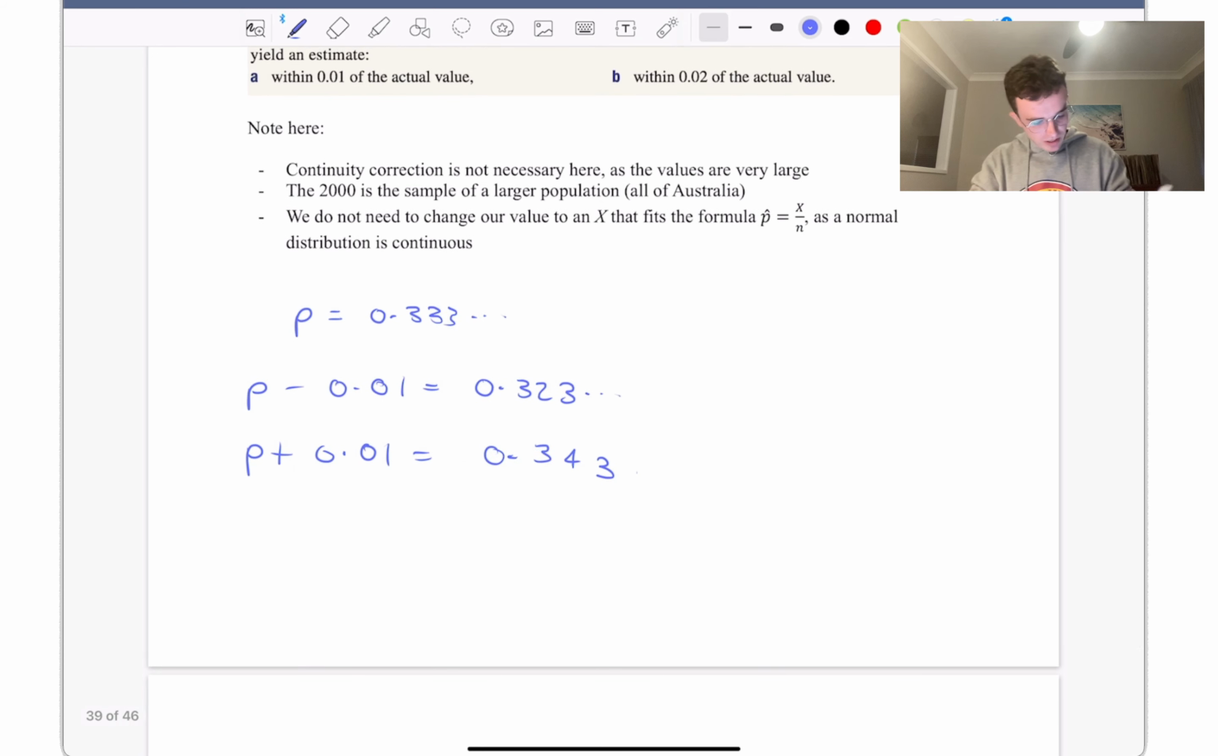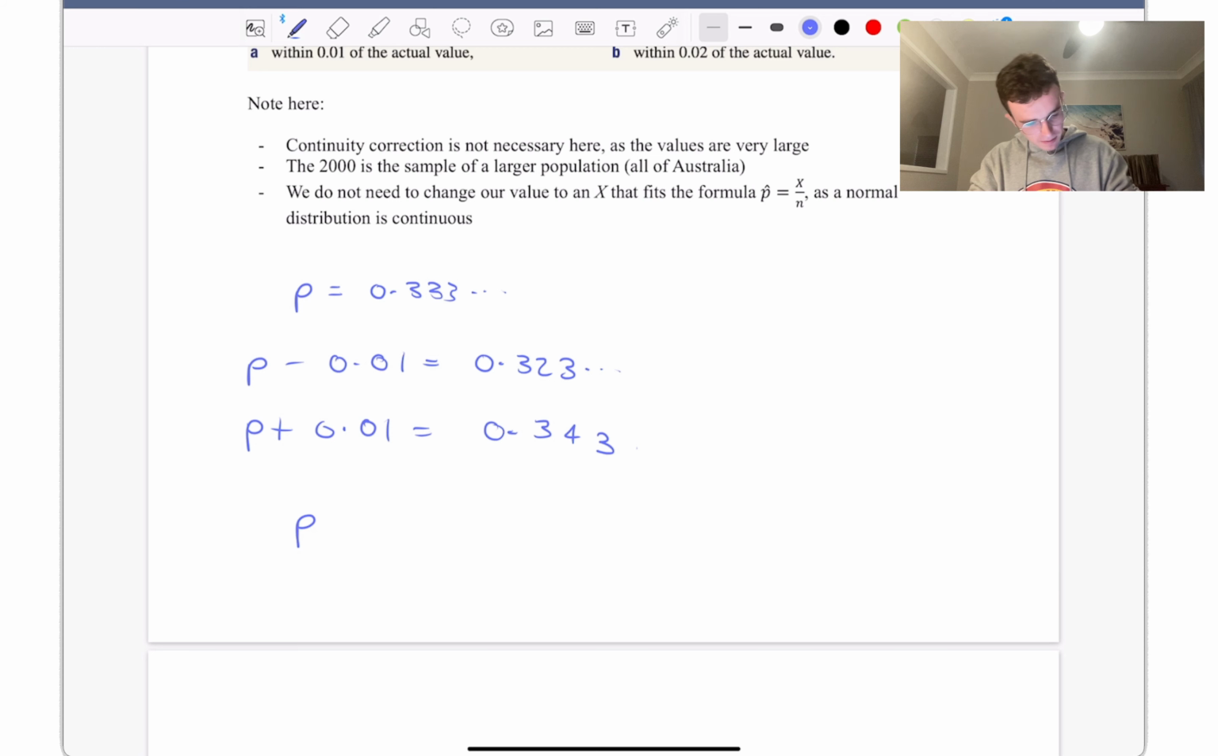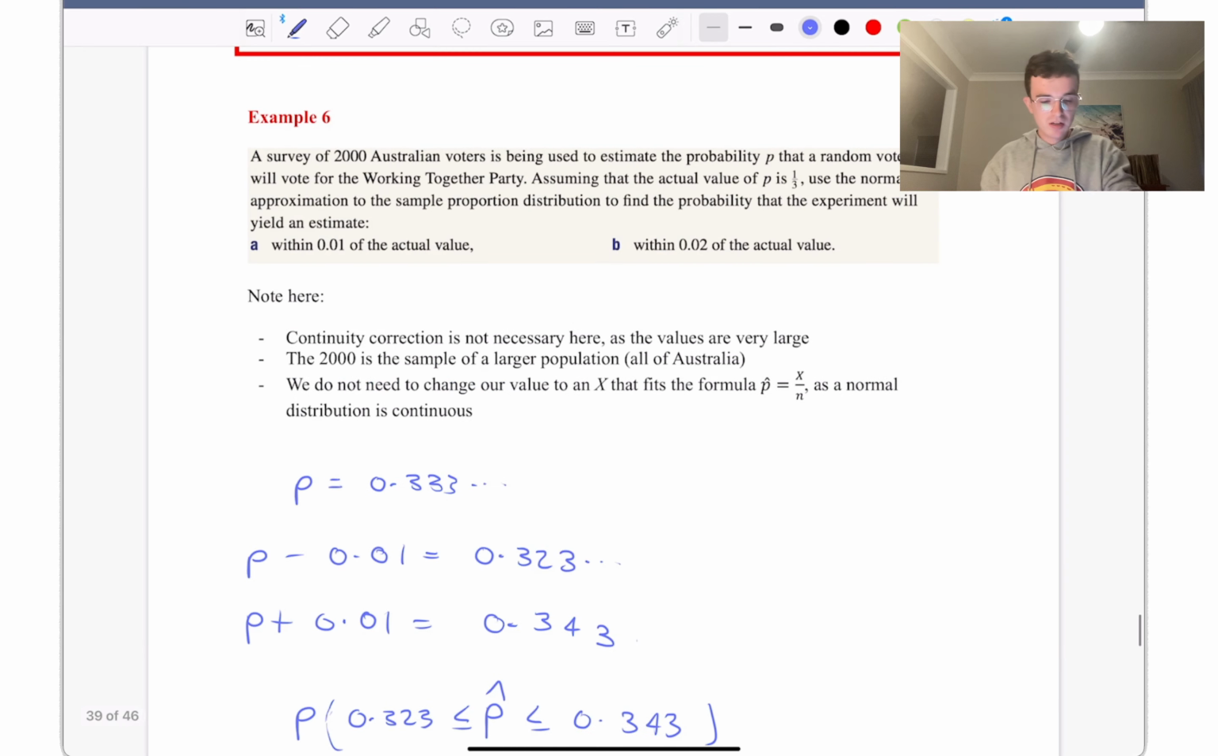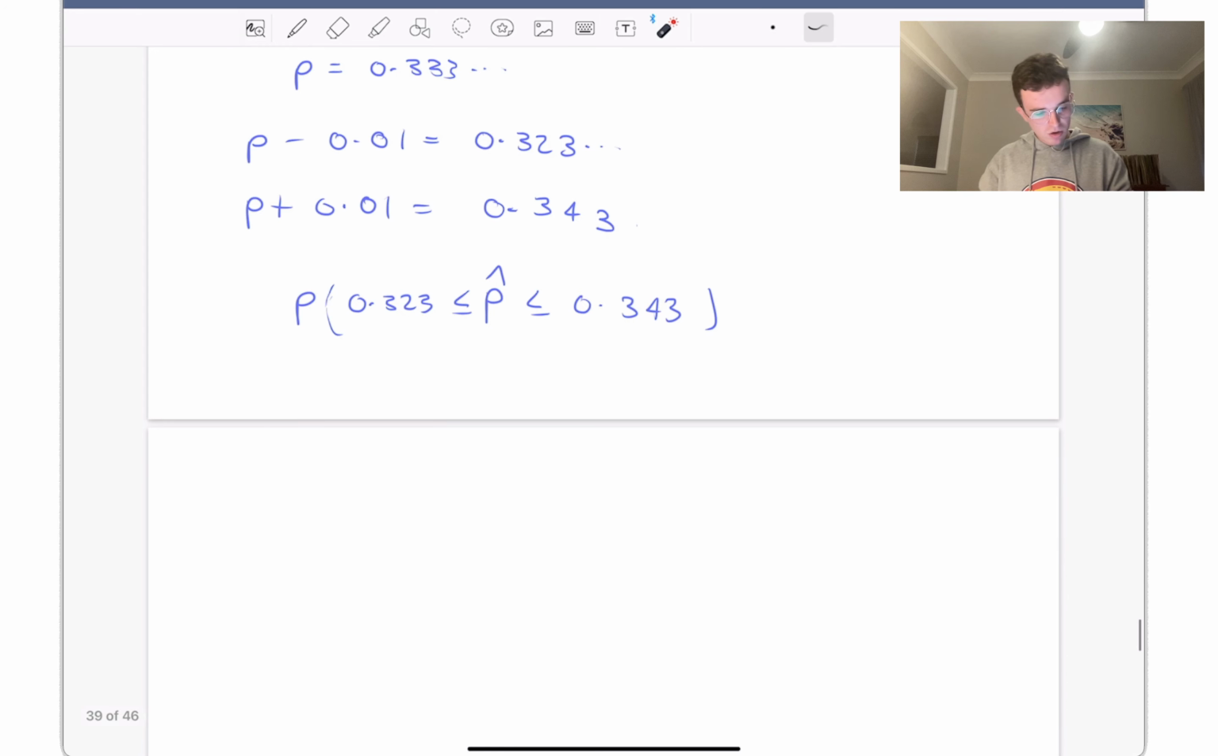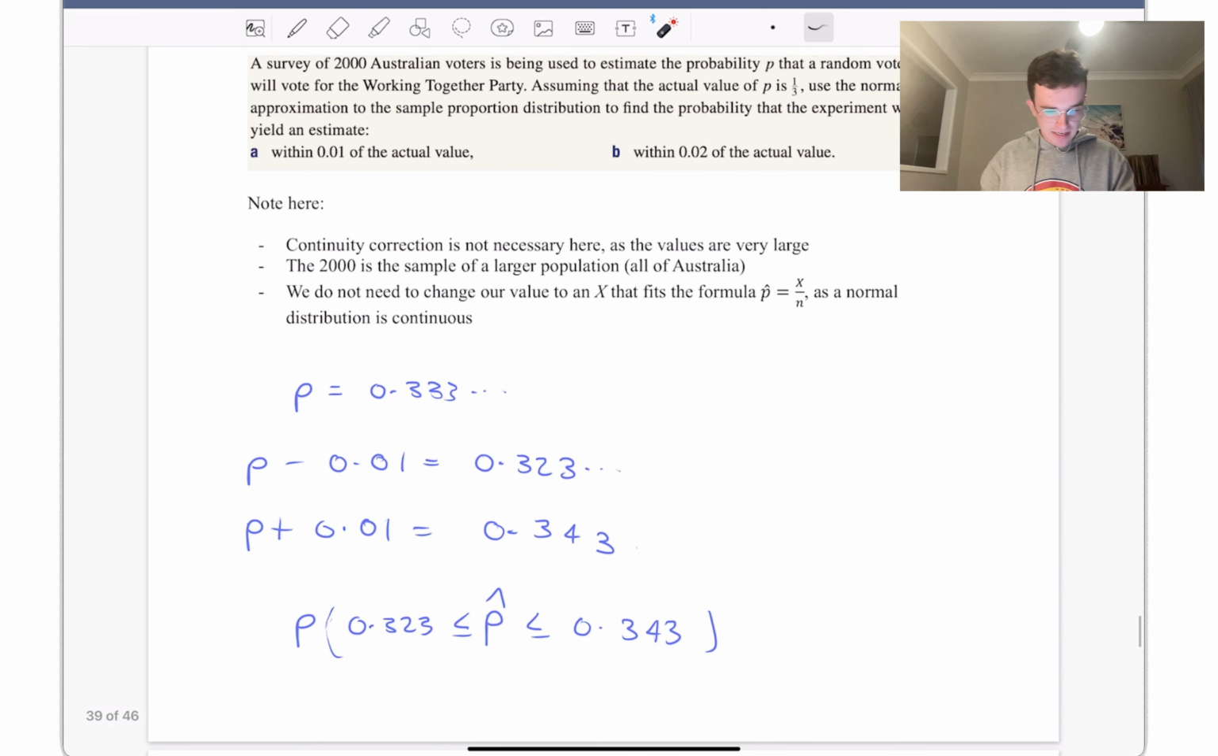So we're actually looking at the probability that my proportion is between 0.323 and 0.343. Now, this would be very tricky if we were not approximating it to a normal, because there's 2,000 voters. It would be ridiculous. So we're going to do some z-scores. We need to find the mean and the standard deviation. So the mean is simply equal to the probability of 1/3.